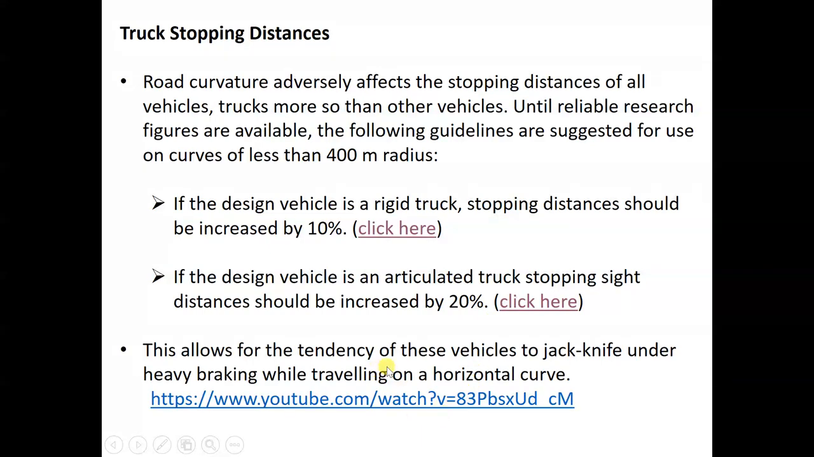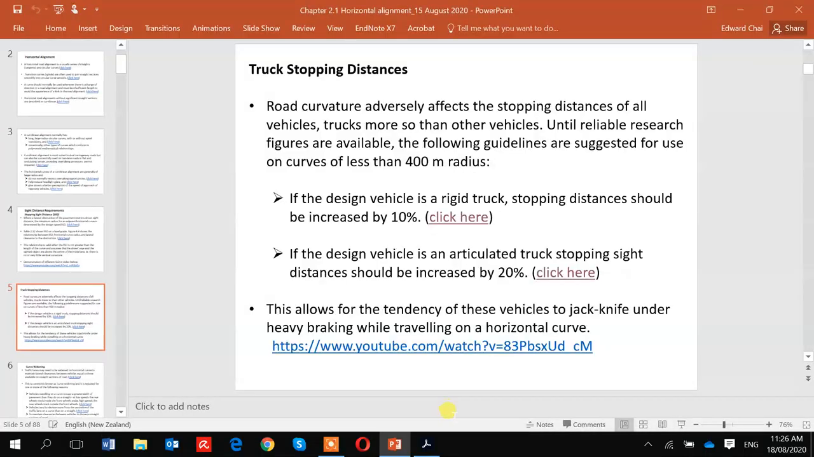These trucks, especially articulated trucks, when they brake, they can jackknife and go sideways. There's a YouTube video showing that, but I think I have a small video clip to show you as well. Let's see where I can find it.